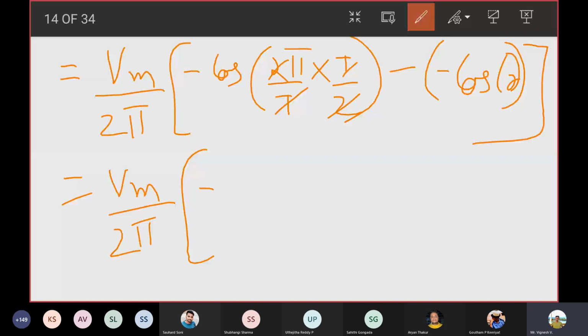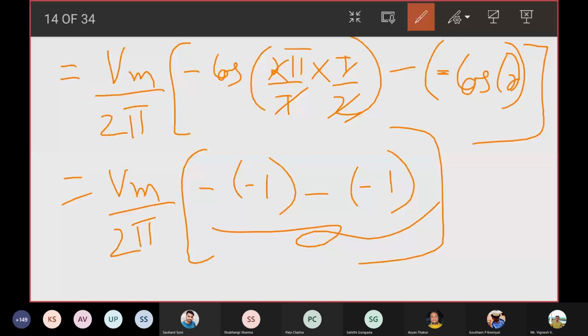Cos 0.1, sir. Since this is minus, you end up getting 2 here, so 2 and 2 get cancelled. You end up getting the answer Vm by pi. Very important for a half wave rectifier: if someone asks what is the average value, you should not derive this. You should tell it is Vm by pi.